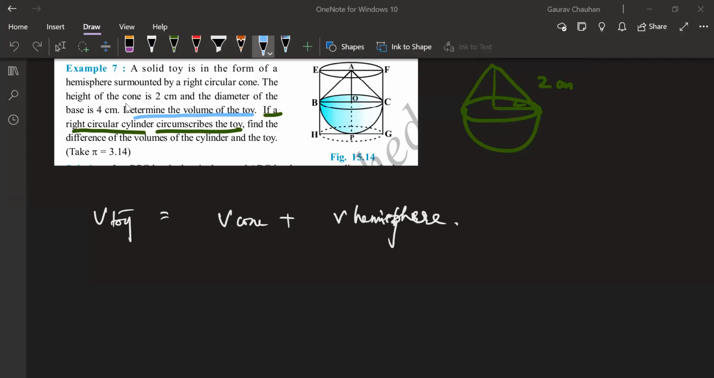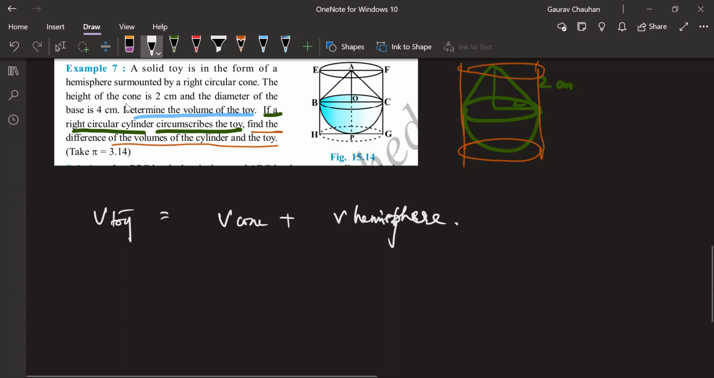This cylinder is circumscribing, which means it's basically a way of telling you that for the cylinder's height you add this plus this, you will get the cylinder's height, and for the cylinder's diameter it will basically be the same diameter as that of the base of the cone and the hemisphere. They are asking us to find the difference of the volumes of the cylinder and the toy. They're not asking us to find the volume of the cylinder. Indirectly we have to find it, but correct.